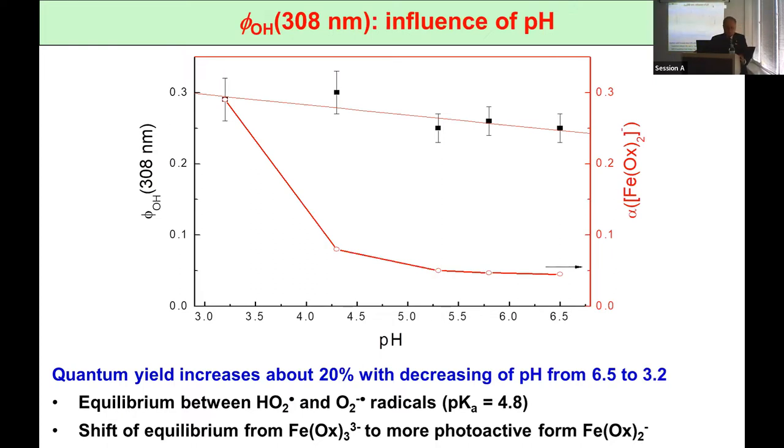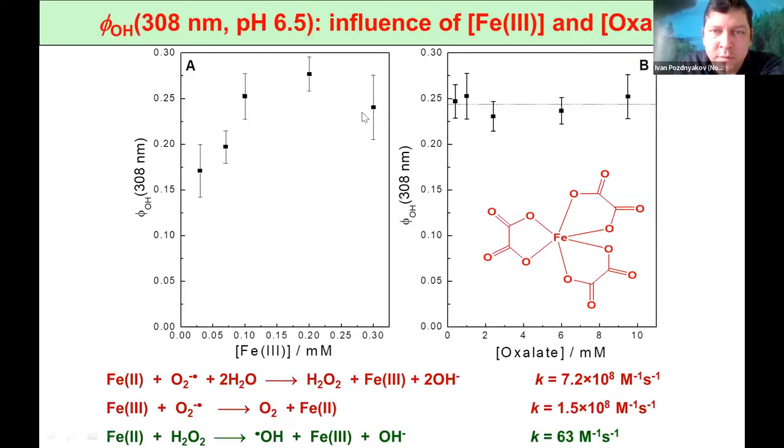One more question from Professor Igor Povar. Do the investigated processes depend on the analytical or initial concentration of iron? Yes. This picture shows the influence of initial iron concentration on the quantum yield of OH radical generation.